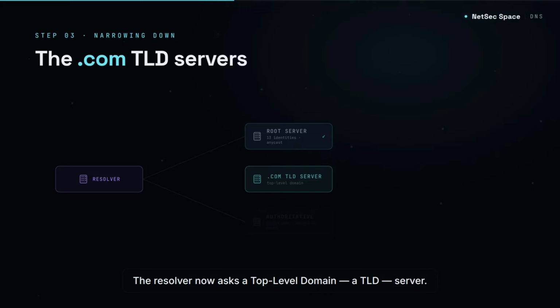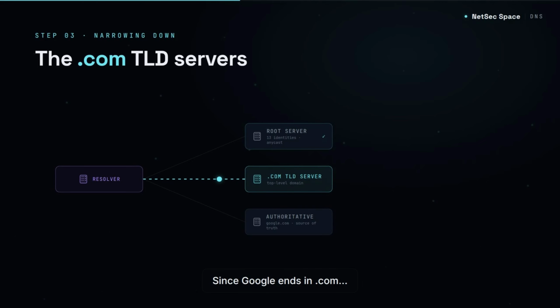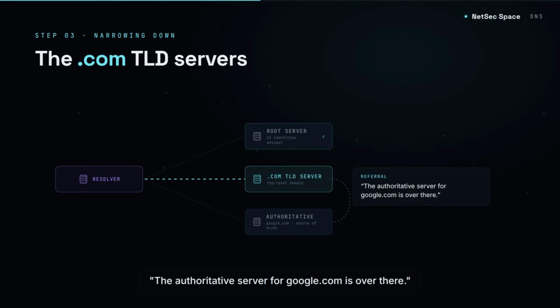The resolver now asks a top-level domain, or TLD server. Since Google ends in .com, the resolver contacts the .com name servers. The TLD server still doesn't know Google's IP address. Instead, it replies, the authoritative server responsible for google.com is over there, and sends back its address.